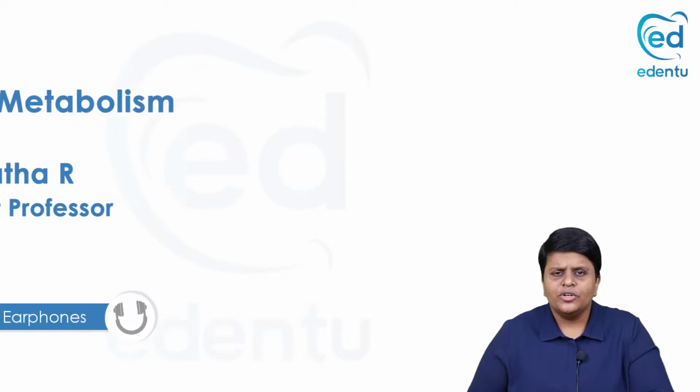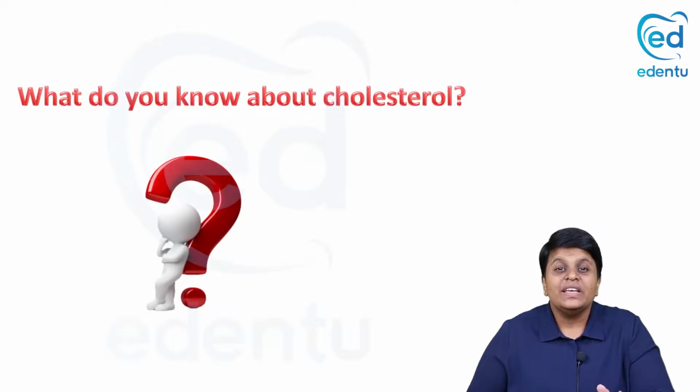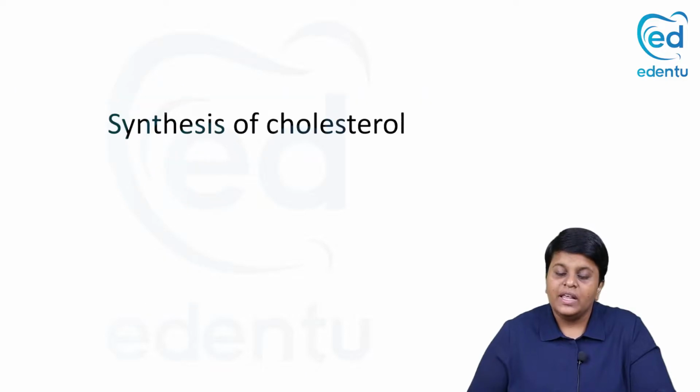So what do you know about cholesterol? Cholesterol is a steroid compound made up of 27 carbons. It has a cyclopentanoperhydrophenanthrene ring. There is an OH in the third position and a double bond between the 5 and 6 carbons. It is an amphipathic lipid. In addition, we saw certain special products derived from cholesterol, which are vitamin D, bile acids, and steroid hormones, right? So with this short recap of what you know about cholesterol, let us see today about the synthesis of cholesterol.